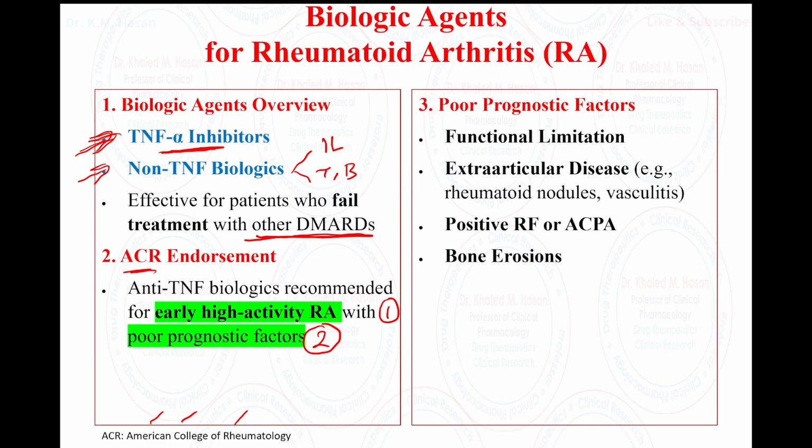Examples of poor prognostic factors: the patient comes to the clinic suffering from functional limitation, extra-articular disease such as rheumatoid nodules or vasculitis. The blood test reveals positive RF or positive ACPA, anti-CCP, and there are bone erosions. All these are considered poor prognostic factors. So in this case, the ACR recommends using TNF-alpha.